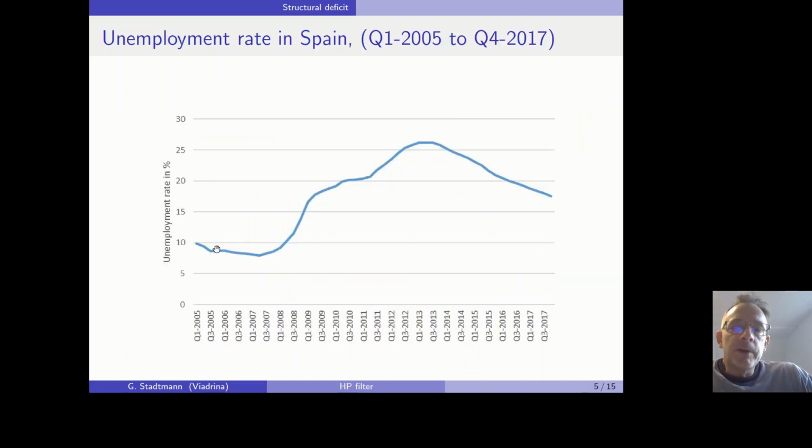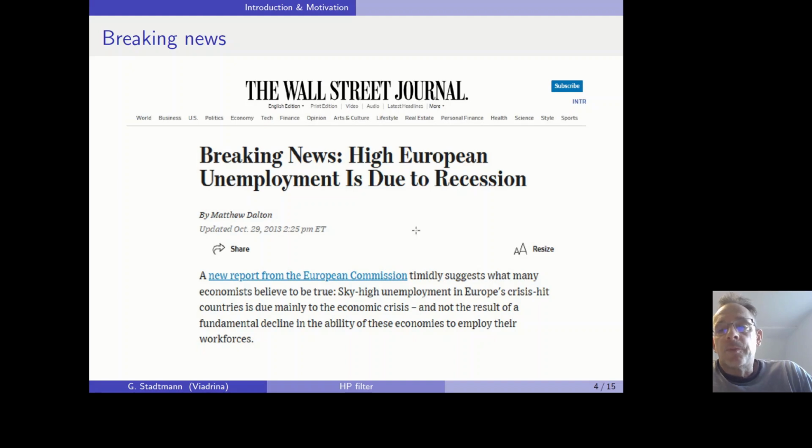Let's have a look at the unemployment rate in Spain before the crisis, in the years 2006-2007, beginning of 2008. The Spanish economy is in a boom, and the unemployment rate is relatively low when we talk about Spain. So traditionally, Spain has very high unemployment rates, so Spain is in a boom here. Then the crisis hits the Spanish economy, and the unemployment rate increases above the level of 25% in the year 2013. This is the point in time when this article was published.